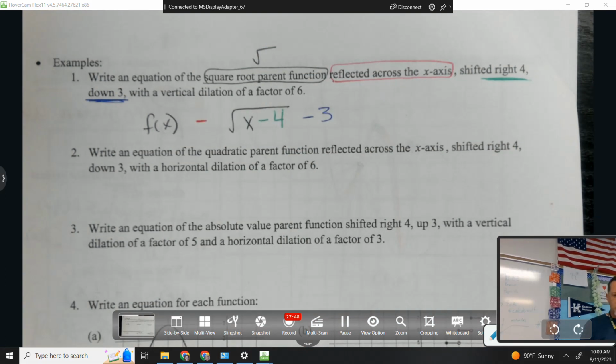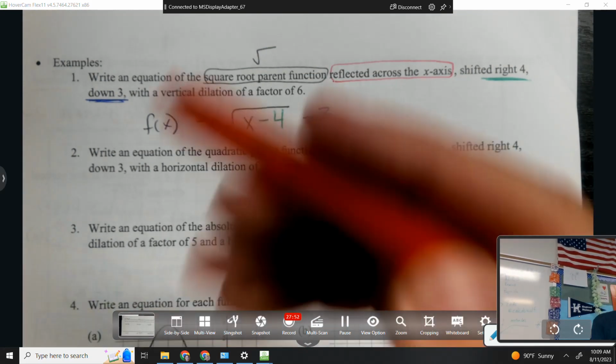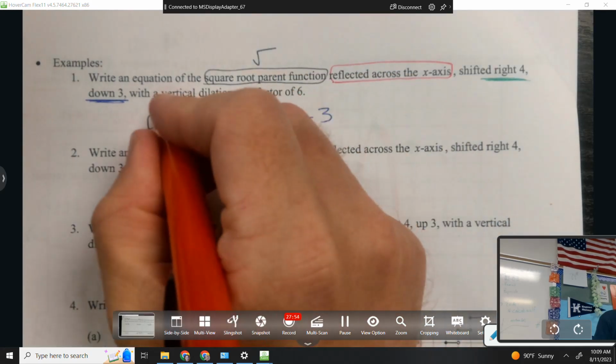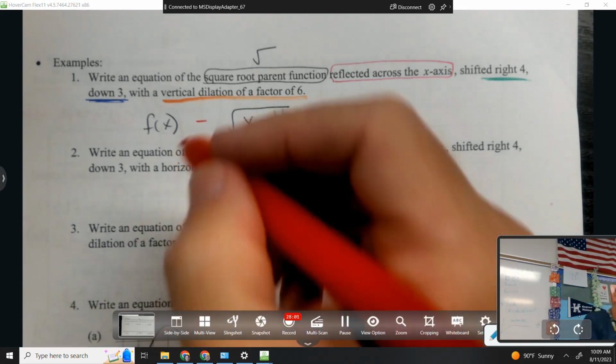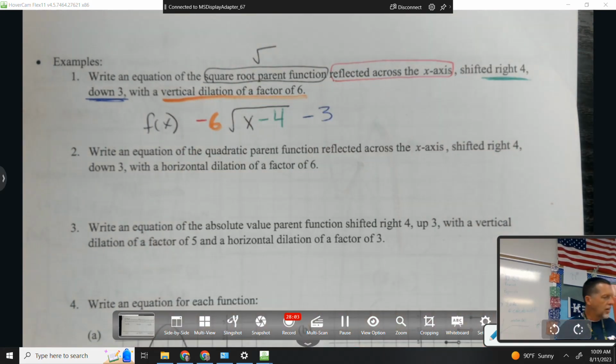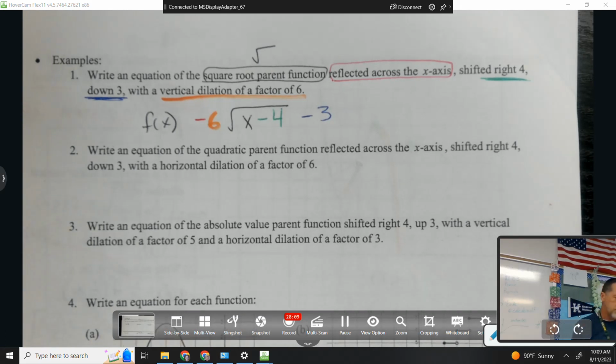With a vertical dilation by a factor of 6. Vertical is this way. That's a y thing, so it needs to be outside. So I need a 6 out front. Kind of piece it all together and have a colorful function at that. Why don't you try number 2? And we'll compare.